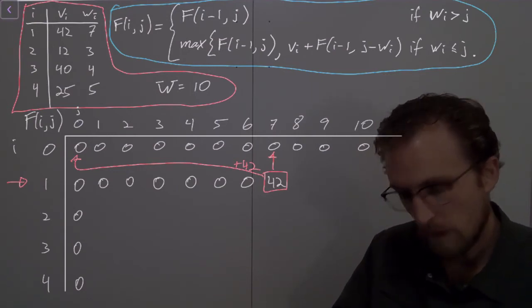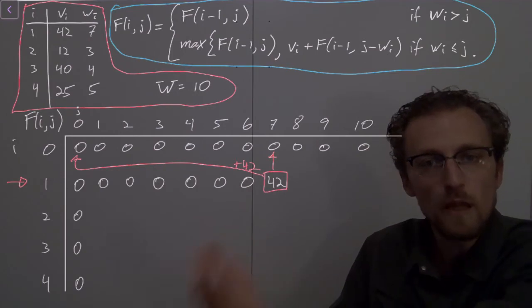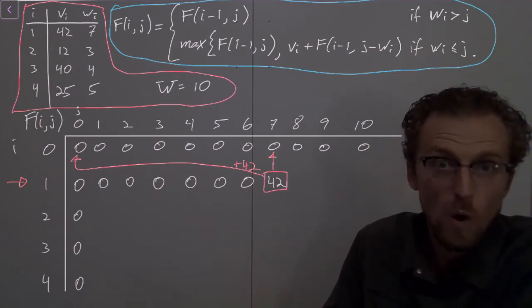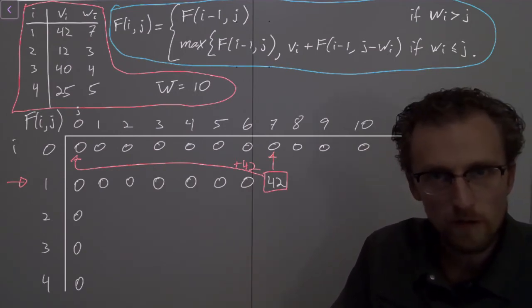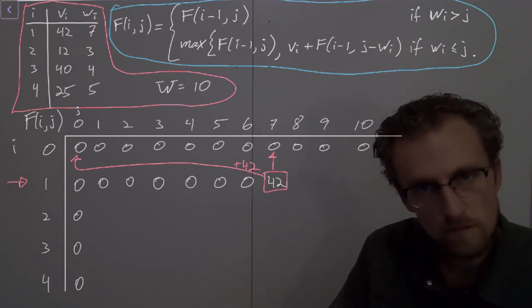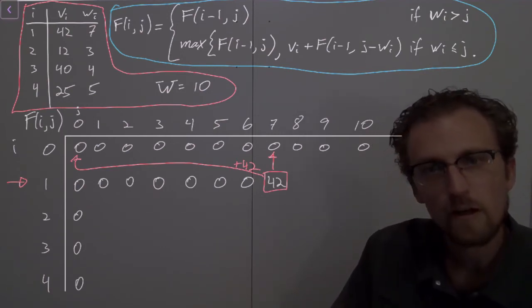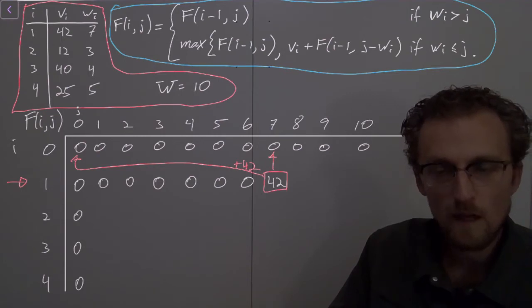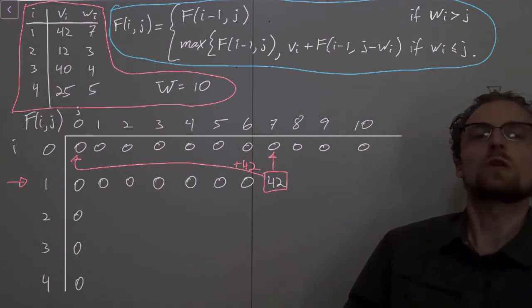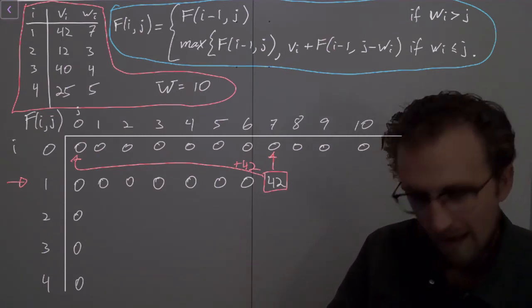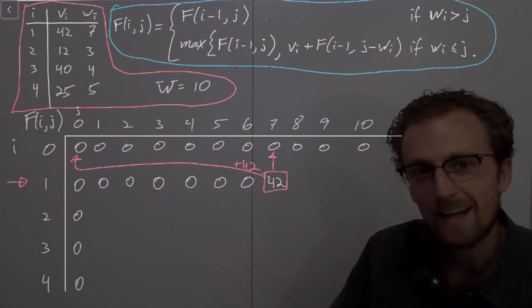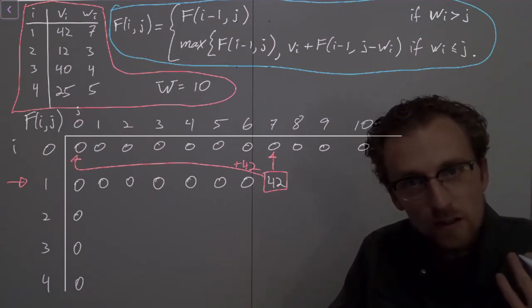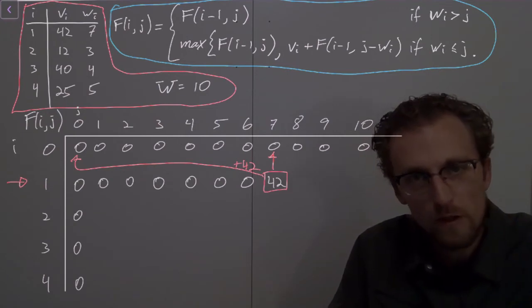Okay. And so because the 0 on the far left plus the value of 1 is 42, and that's greater than 0, which is the number directly above us, then we know that the optimal subset here is just 1. Okay. So this is an extremely long-winded way of saying, if I only have 1 and it fits, then add it. Okay. And so this is the intuition for why the value here is 42.